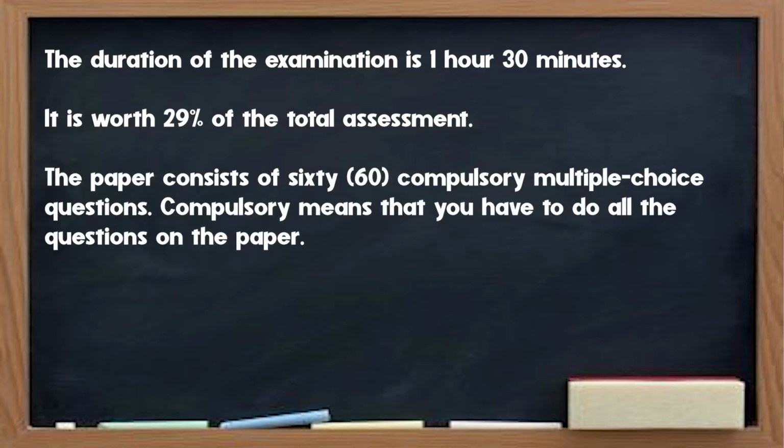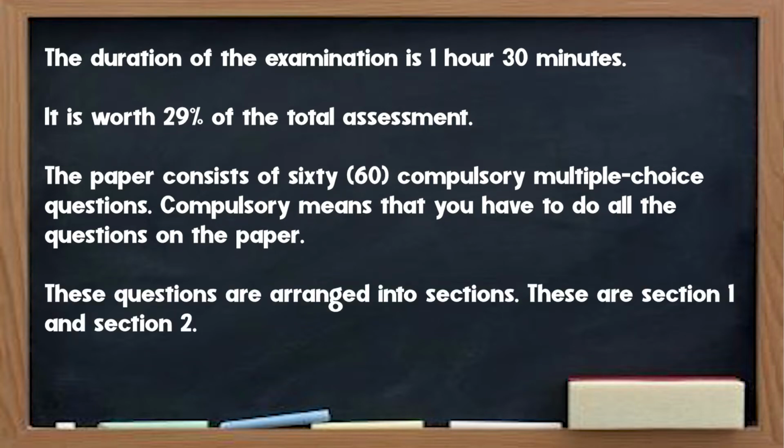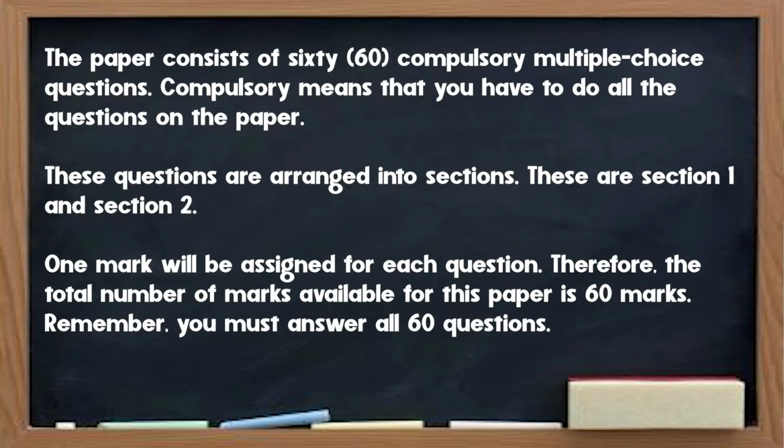It consists of 60 compulsory multiple choice questions. And you know that compulsory means that you have to do all the questions on the paper. These questions are arranged in sections. There are 2 sections, section 1 and section 2. 1 mark is assigned for each question. Therefore, the total number of marks available for your English language paper 1 is 60 marks. Remember, we must do all 60 questions.